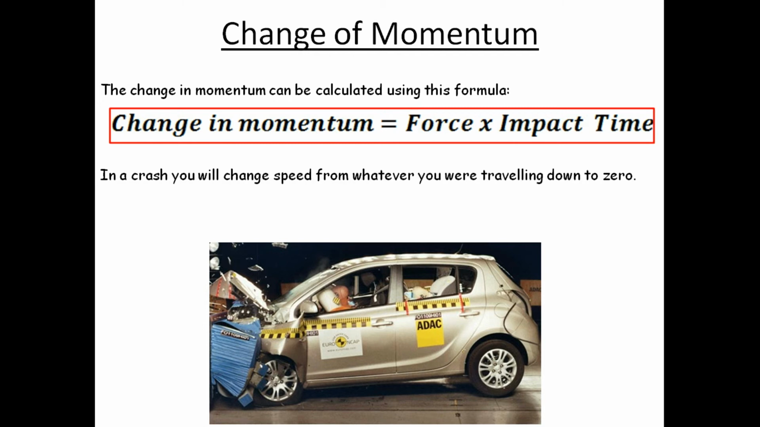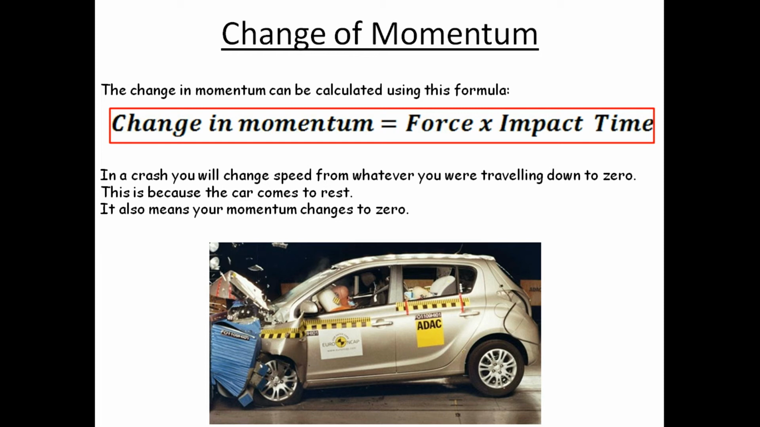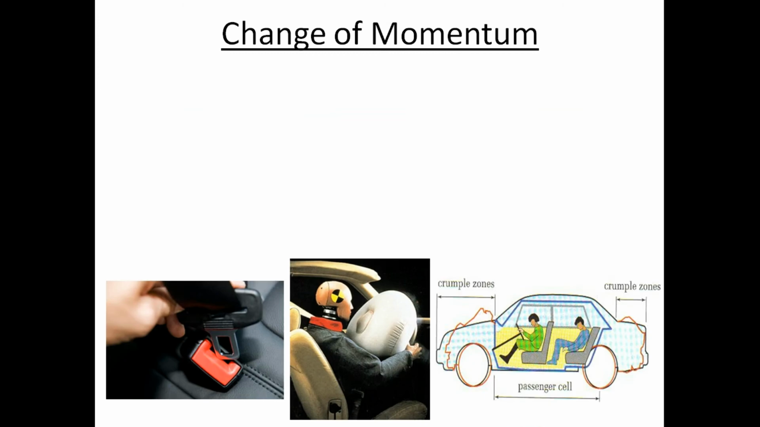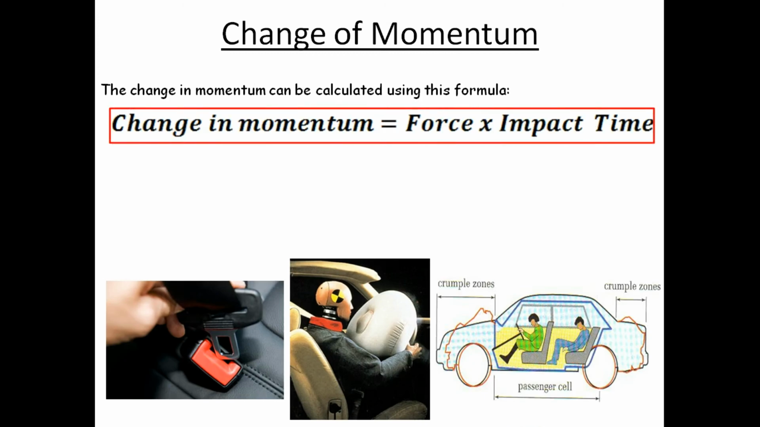In a crash, you will change speed from whatever you were traveling down to 0. This is because the car comes to rest. It also means your momentum changes to 0. This means your change in momentum is equal to the momentum you had before the crash. So that makes things easier when it comes to calculations. The change in momentum can be calculated using the following formula. Change in momentum equals force times impact time.